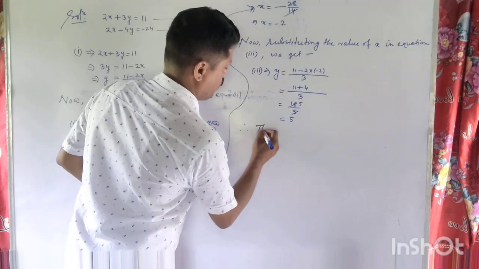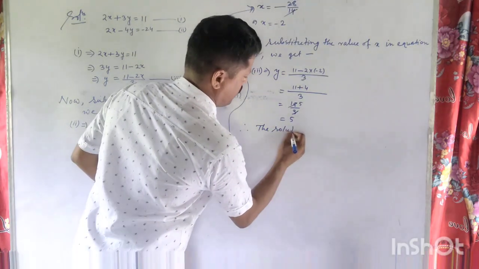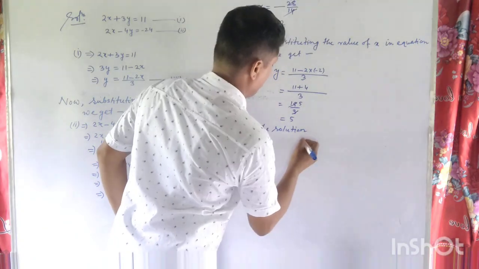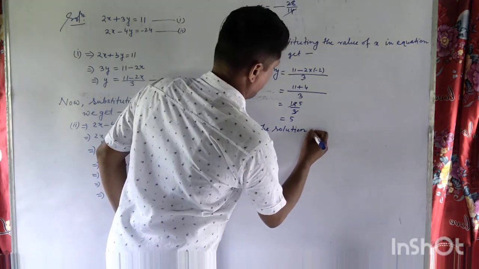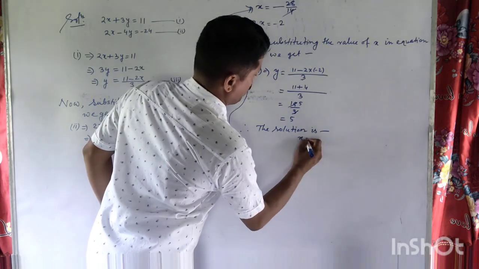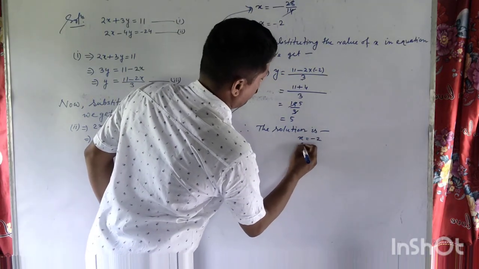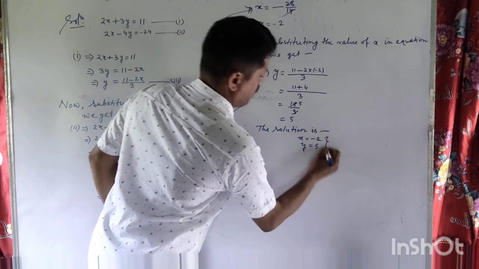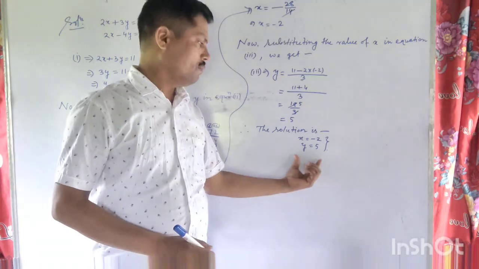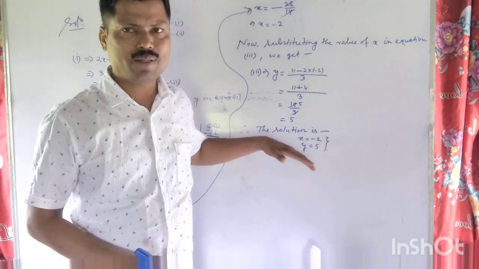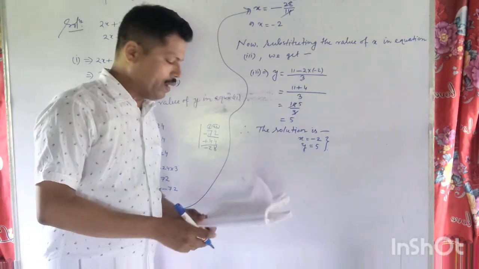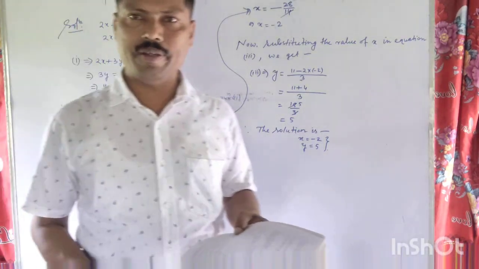Therefore the solution of the pair of linear equations, or the solution is, you can write in shortcut also, x equal minus 2 and y is equal to 5. We have got here x value minus 2 and y value is 5. So just we have to put this value in equation y is equal to mx plus 3.